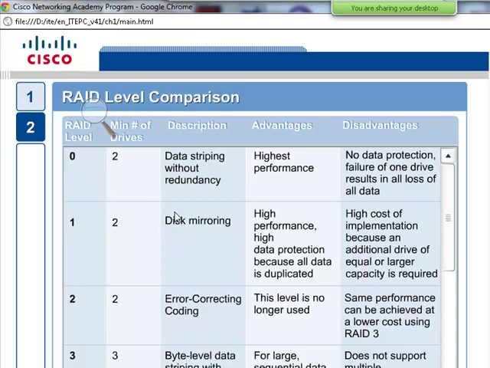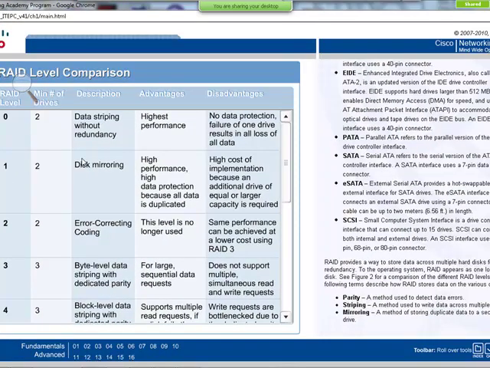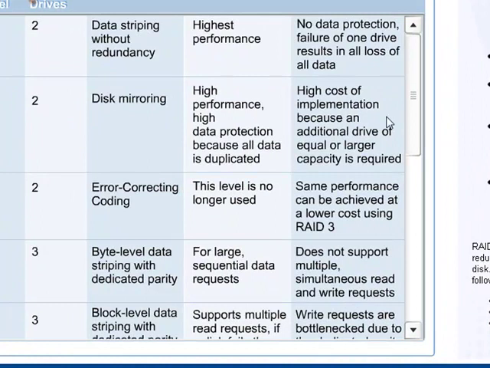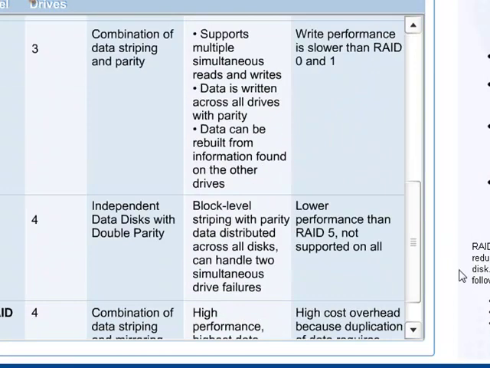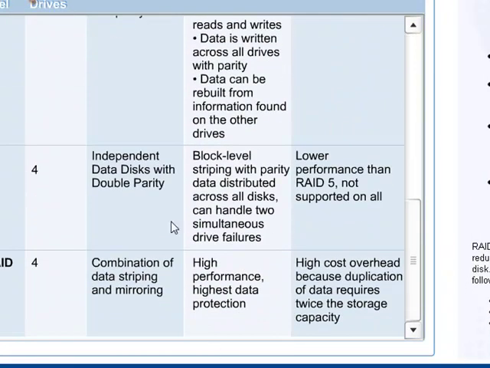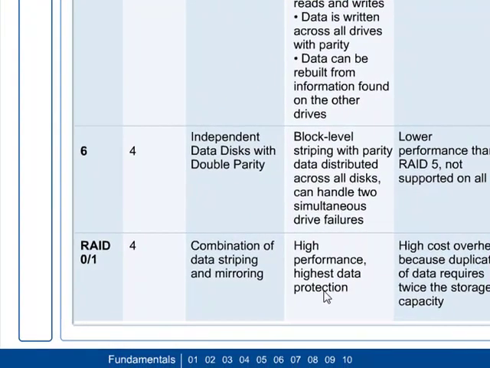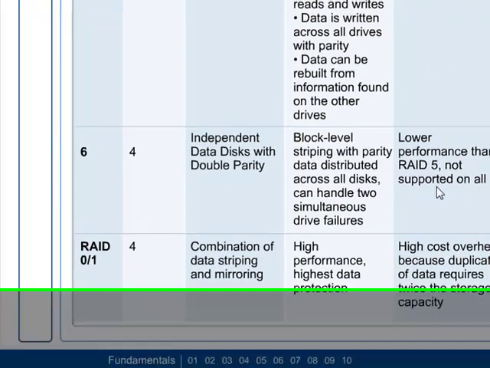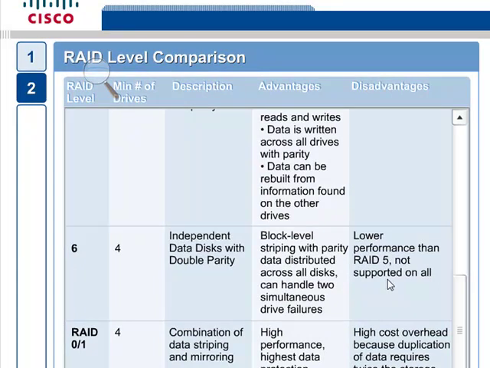The other method is disk mirroring. As it sounds, it mirrors your information and places it on the other drive. Once we reach the professional level, independent data disks with double parity, they use block-level striping, and they are interconnected together, and they have something called the parity bit. Through the parity bit they can recover lost or damaged bits. So it's a method.